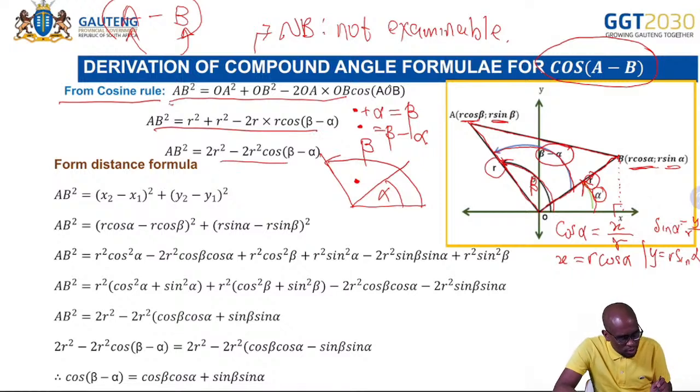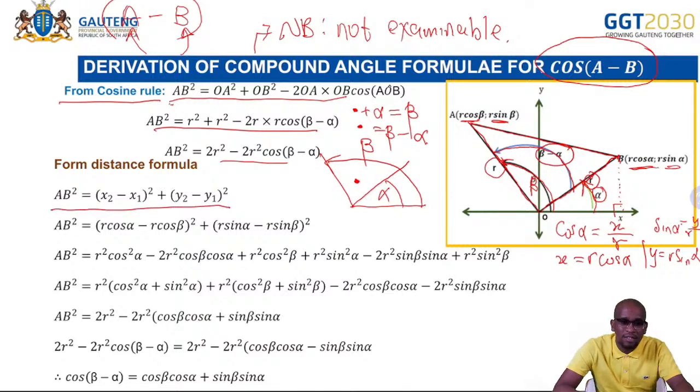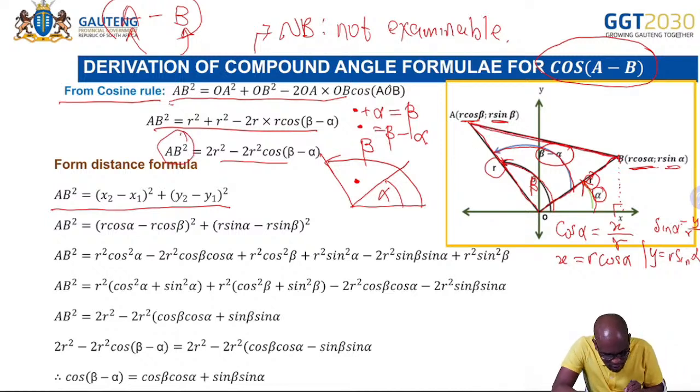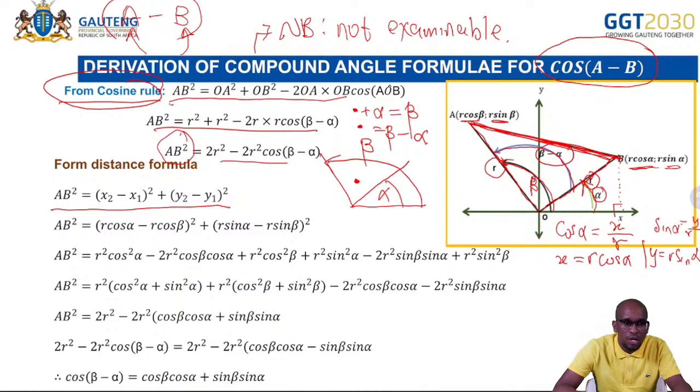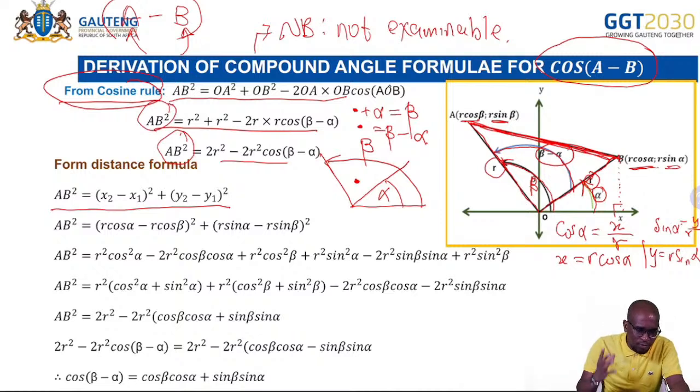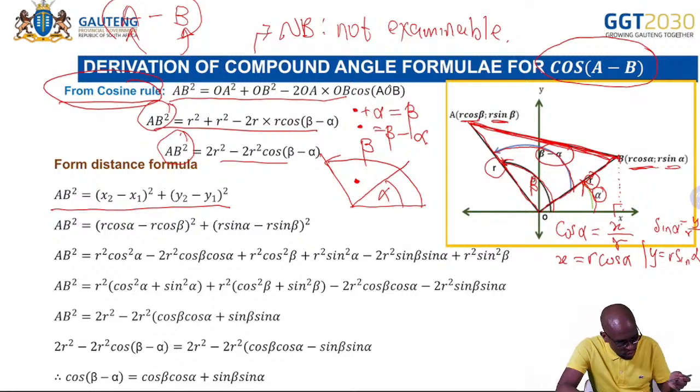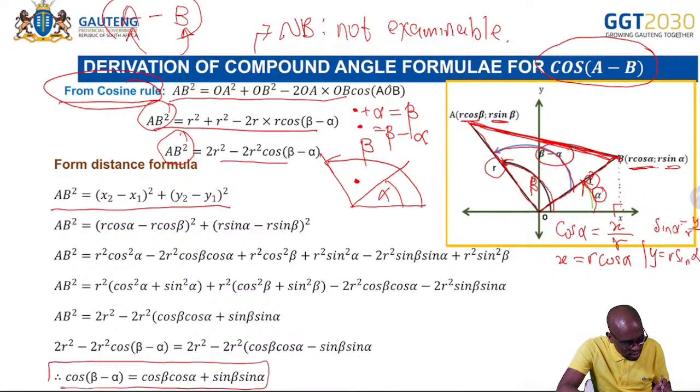And then conversely, you can also use the distance formula to find the length of AB squared. So this length of AB squared can be found using the cosine rule. It can also be found using the distance formula because you have those coordinates. Then you are going to equate the two distances, the one that you worked out using the distance formula and the one that you worked out using the cosine rule, and then simplify that. Ultimately, it will land you here.